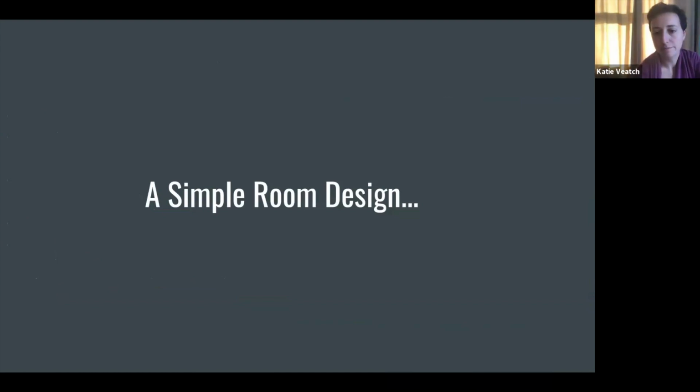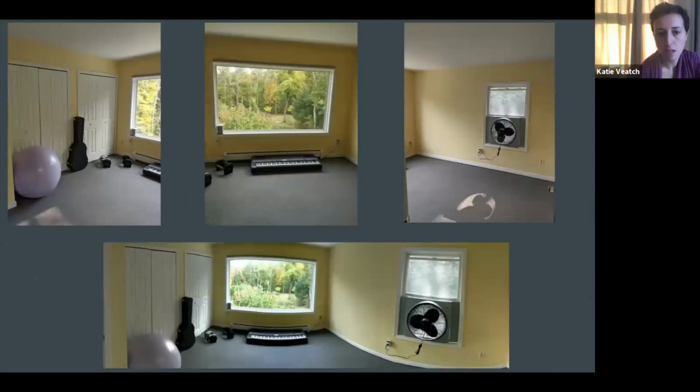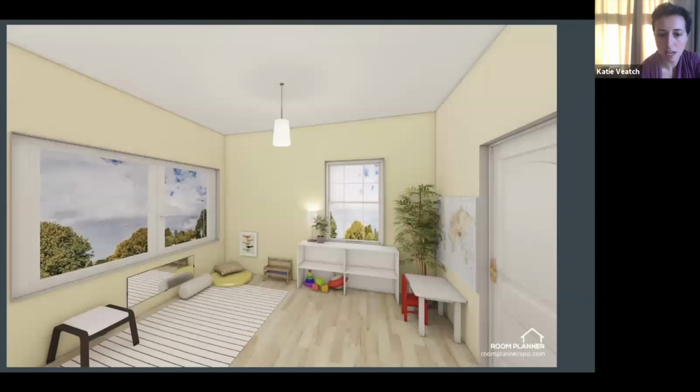our room design. Here we go. This is a simple design. This is a room that someone gave me and said, I have this spare room in my house. I want to make it for a baby and I want it to grow with them. What do I do? So I have a little app and I just put this together. This is a really simple baby space.